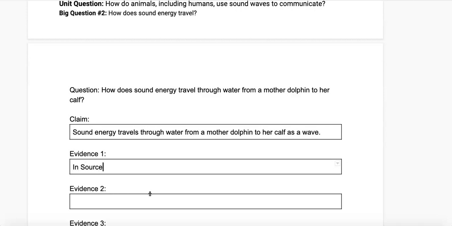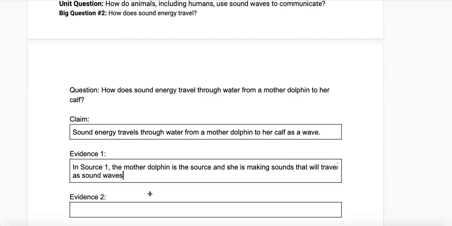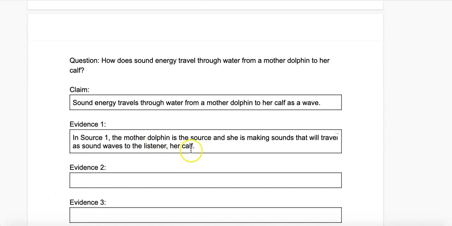So in source 1, because that's where I got that information from, the mother dolphin is the source. We know that. And she is making sounds. If you want to say whistles, that's fine. She's making sounds that will travel as sound waves to the listener, her calf. So one sentence, that's my evidence. I got that out. So far, I have 2 sentences.